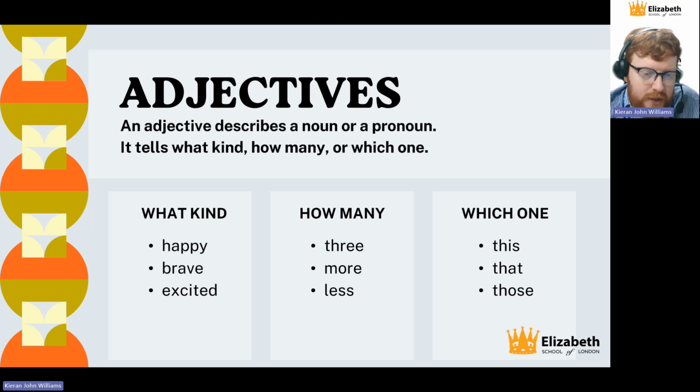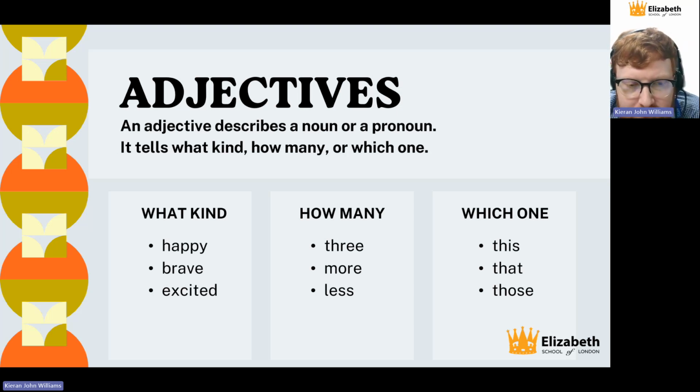So they are the verbs, and now they are out of the way. That leads us on to the adjectives. An adjective is what describes a noun or a pronoun. It tells us what kind it is, how many it is, or which one it is. These are best thought of as describing words. Young, old, fat, thin, fast, slow, anything like that is an adjective. If we're thinking about what kind of person, you would say a happy person, a brave person, an excited person.